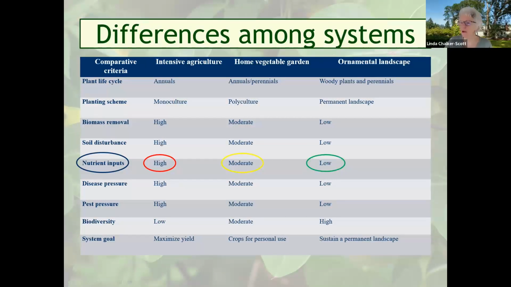And then we've got the low nutrient inputs, which are the permanent landscapes. These are the ornamental landscapes. And amazingly enough, ornamental landscapes, when they are established, recycle about 90% of their nutrients. So it's one of those things you don't have to add stuff to most of the time. Completely different than ag production. So then we can move down to the system goal and matching this up with the nutrient inputs. Obviously, high nutrient input correlates with maximum yield. We have crops for personal use in a home vegetable garden, and then again, sustaining a permanent landscape with a low input permanent landscape.